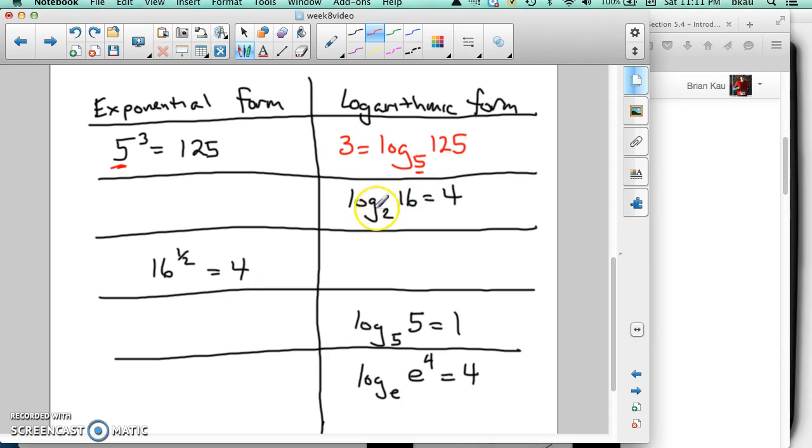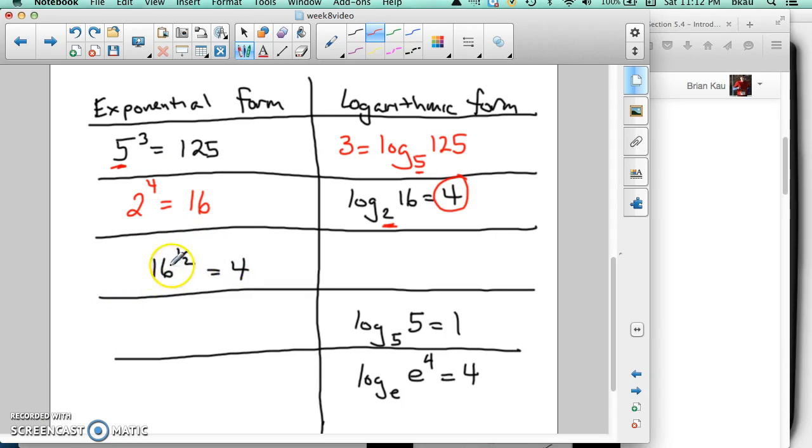Now here we have log base 2 of 16 equals 4. So here's where we start with the base. When we're doing exponential form, we always start with the base. So the base is 2 over here on the log, and it's 2 over here on the exponential form. Now, the logarithm equals the exponent, so this is the exponent, and then it equals the other number in the logarithmic form, which is 16. 2 to the fourth equals 16.